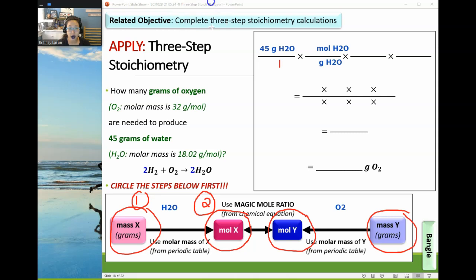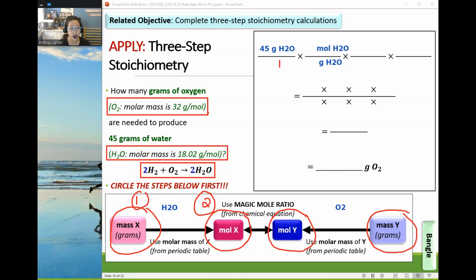So again, let's take a look at everything that is standardized or true in our problem. So we have a molar mass of oxygen, that's always true. We have a molar mass of water, that's always true. And we have a balanced chemical equation, that's always true. Of those 3 things, which of those 3 things includes both moles and grams, specifically for H2O? Pause the video, think about it.